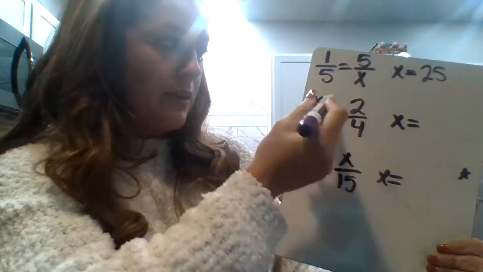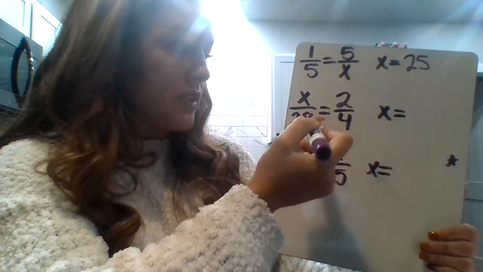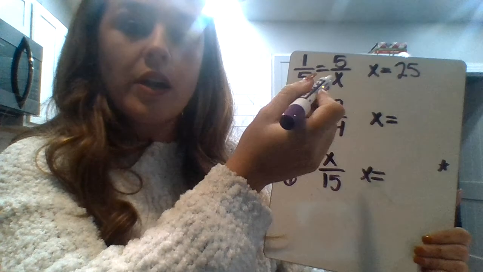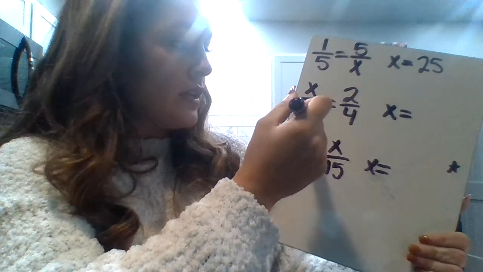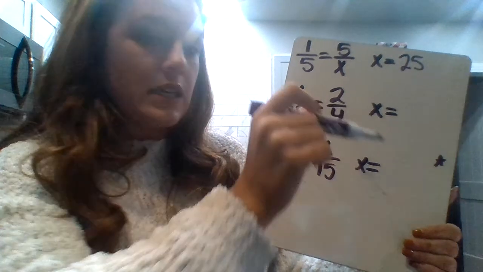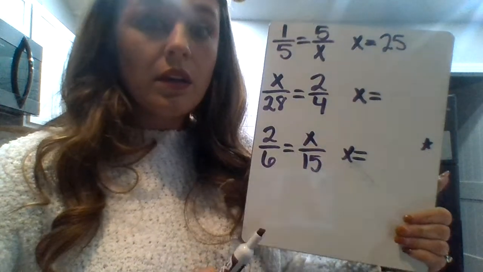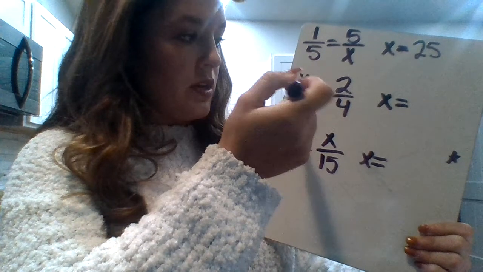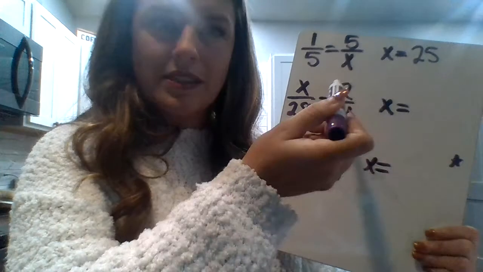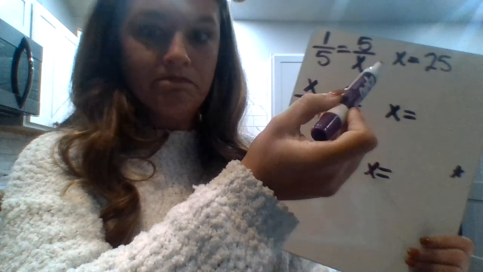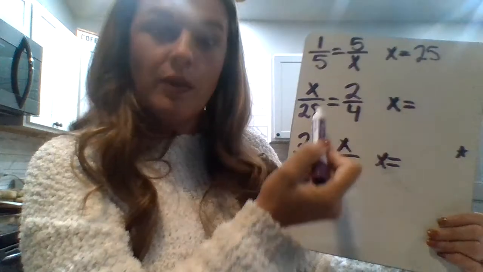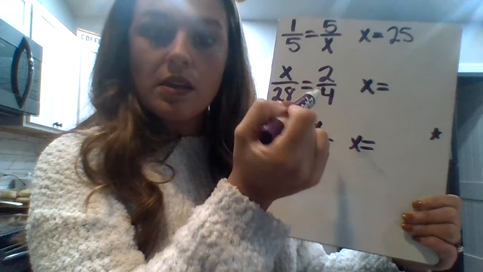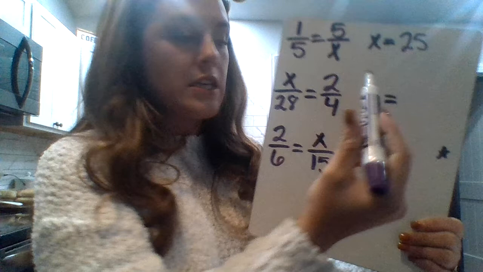Okay, now we're looking for this top one. So we're going to start with the bottom. We're going from a bigger number to a smaller, so we are going to divide. 28 divided by what equals 4? 28 divided by 7 equals 4. So then I have to do the same thing to the top. Well, I can't do x divided by 7, right? But 4 times 7 equals 28. So I can do 2 times 7 equals x. 2 times 7 is 14.